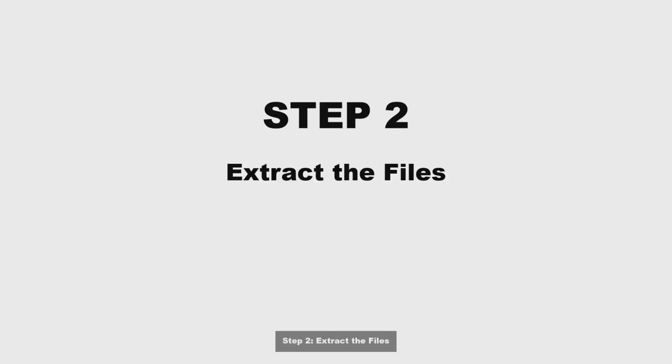Step 2. Extract the files. Once the download is complete, locate the downloaded zip file and extract its contents to a folder on your computer. You can use built-in extraction tools or third-party software like WinRAR or 7-Zip.